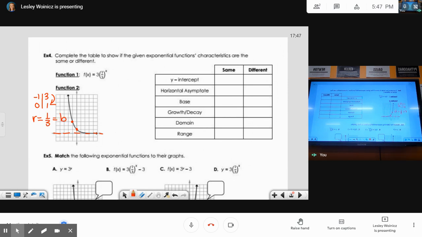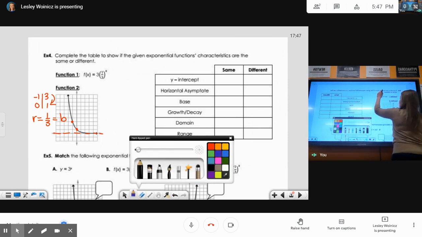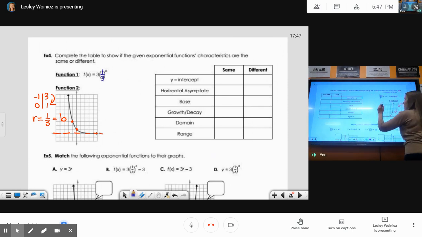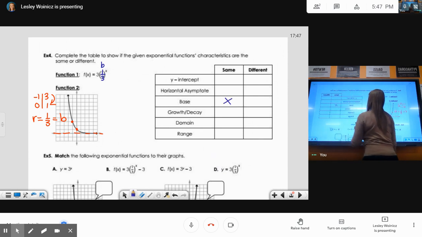They are the same. So when I look at function 1 and function 2, they both have a base of 1/3. That is my b. So those are the same.